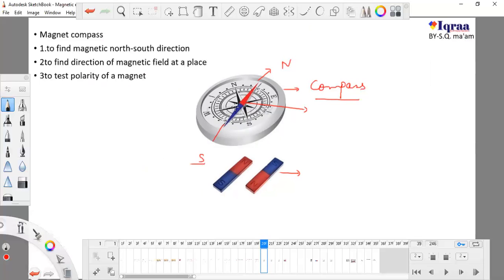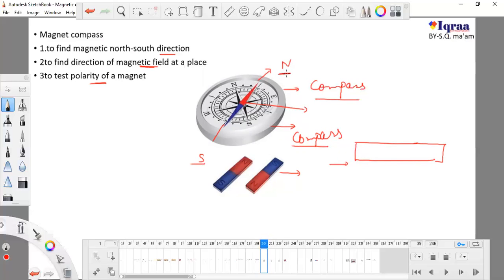So how is a compass used? A compass can be used to identify north and south direction, that is one thing. Second, it can also be used to find the direction of the magnetic field. I will tell you what a magnetic field is. And third, the polarity of a magnet. If I don't have any symbols showing which is the south pole and which is the north pole, I can use this compass to test its polarity.